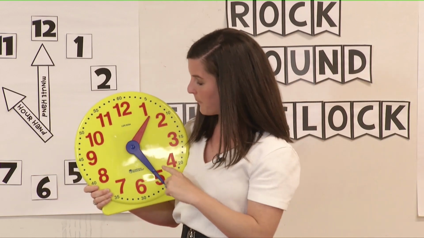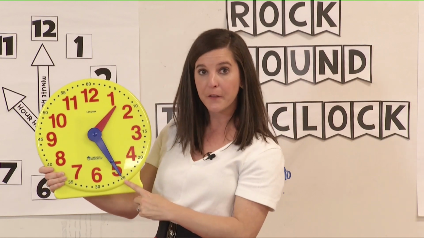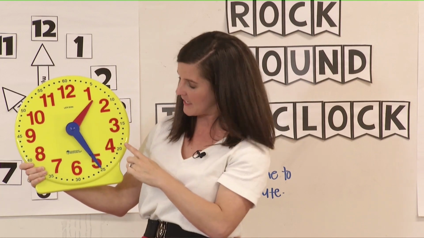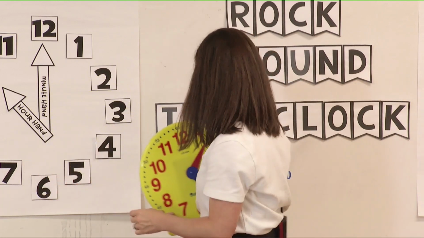All right, so our hour is still 1, and then our minutes. Let's count those by 5. So I'm here, and let's go. 5, 10, 15, 20, 25. So the time is 1:25.